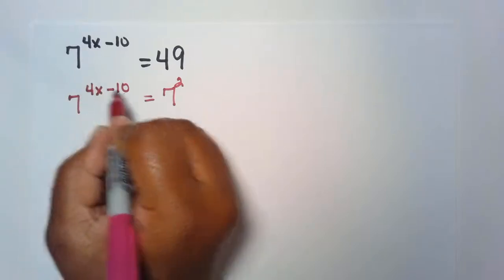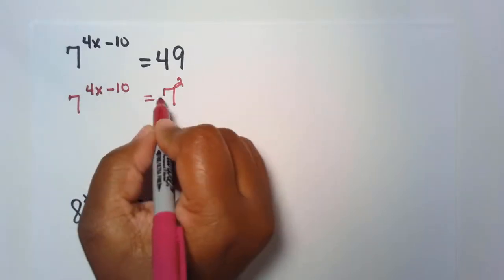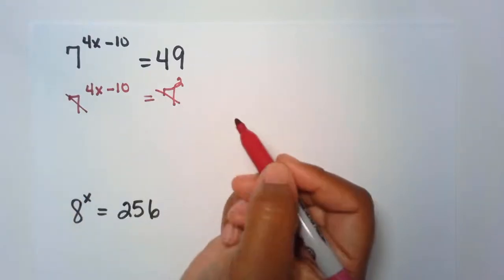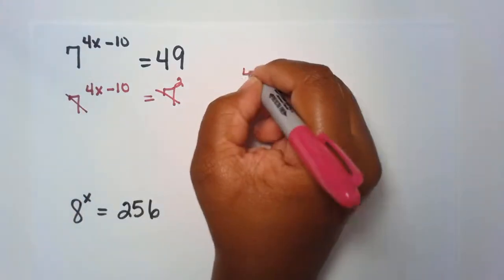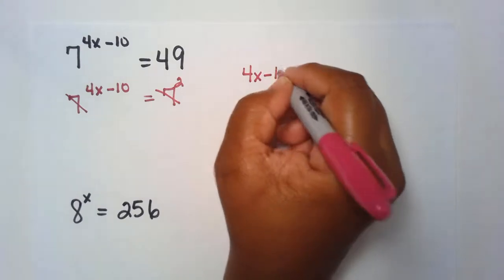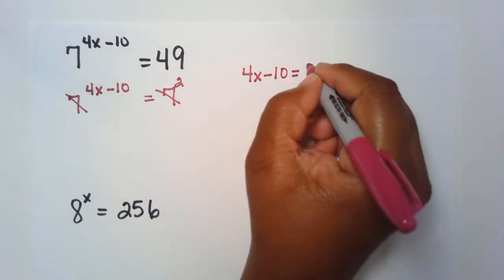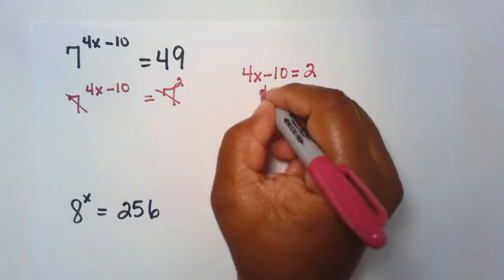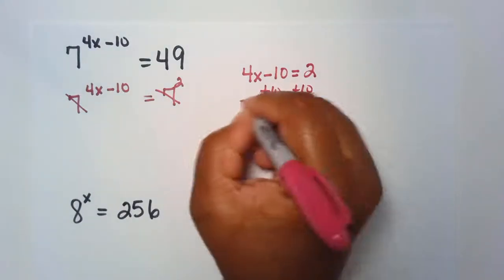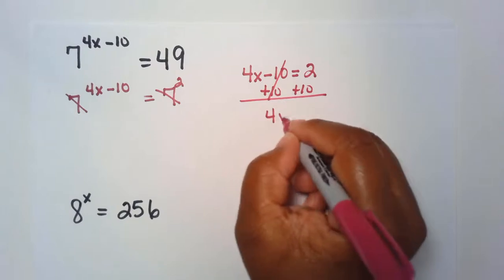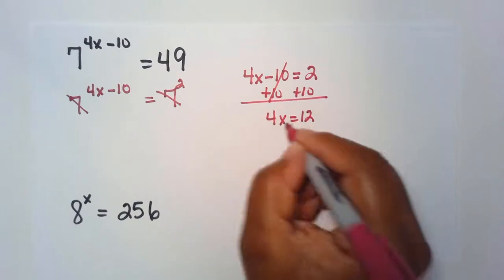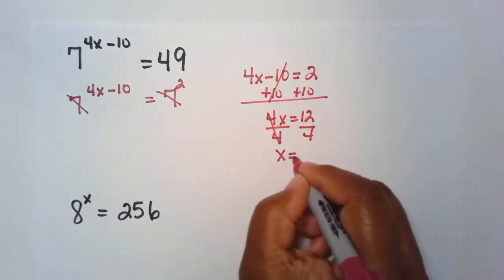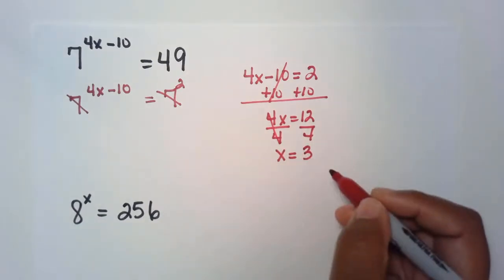So 7 to the 4x minus 10 is equal to 7 to the second power. We have a common base for each side. That's what we want. Therefore, our focus will be on the exponent, of course, because we want to find out x. So set that equal to 2. We're going to add 10 to each side. We have 4x is equal to 12. Divide by 4. We have x is equal to 3.